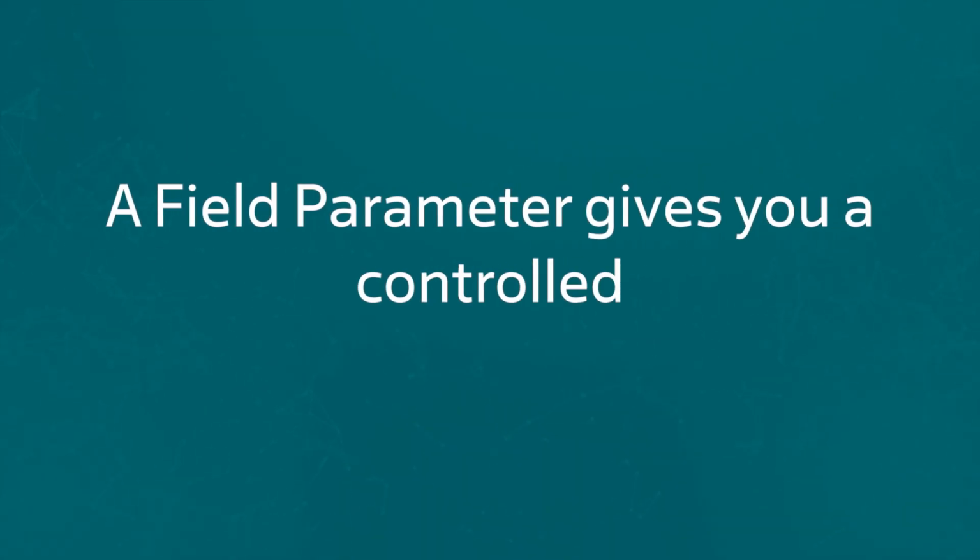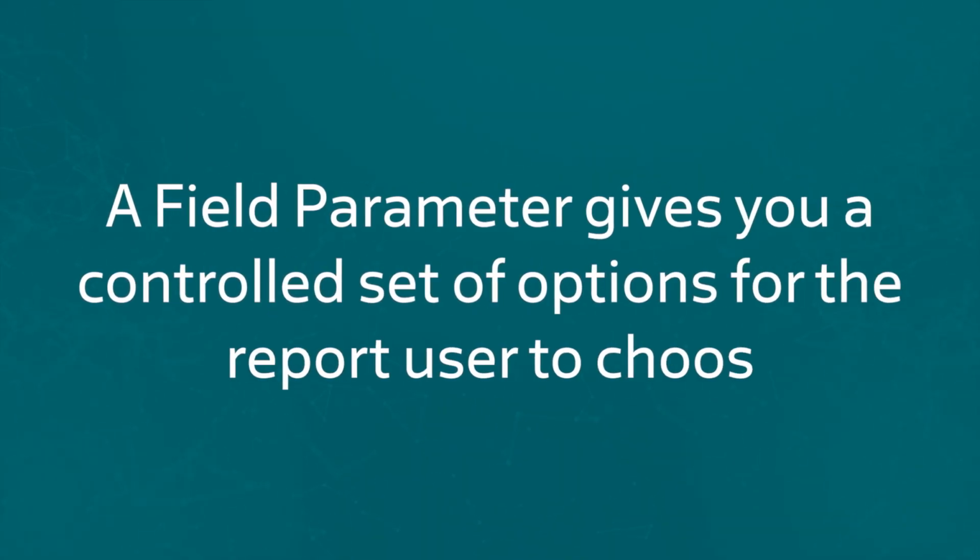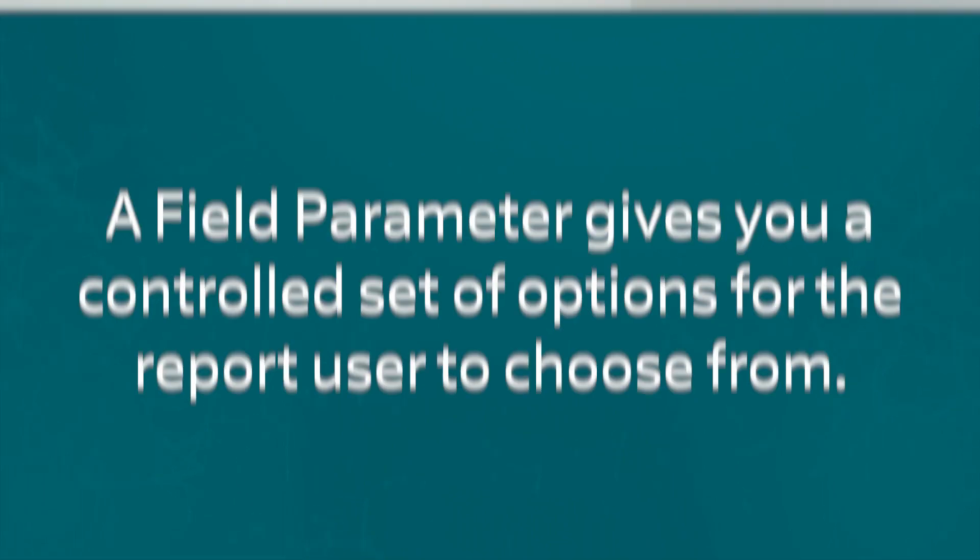I use this approach with clients when we need flexibility, but without having to create more pages, more versions of essentially the same table. A field parameter gives you a controlled set of options for the report user to then be able to choose from. You or the report designer define those measures or columns at the very start when you're designing the report. And then the report user can switch between them without needing anyone to go and rebuild visuals.